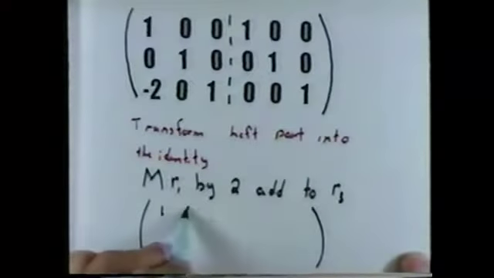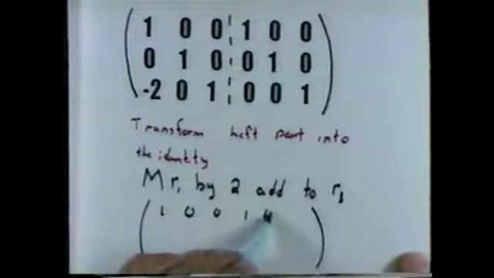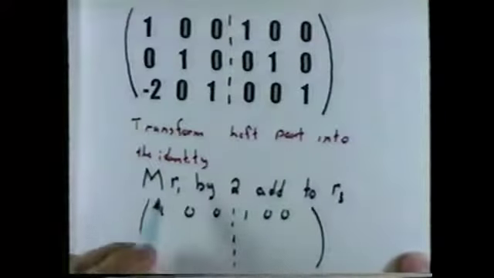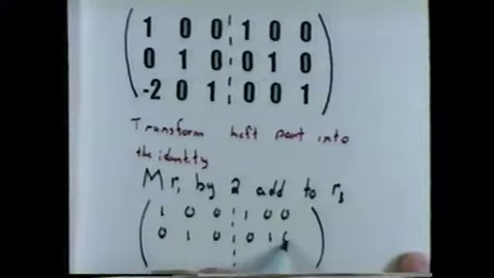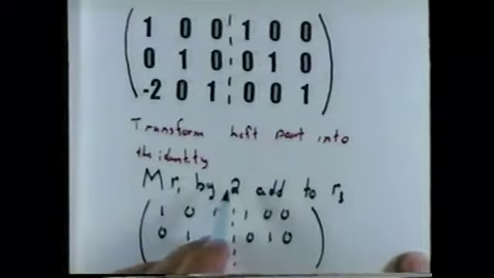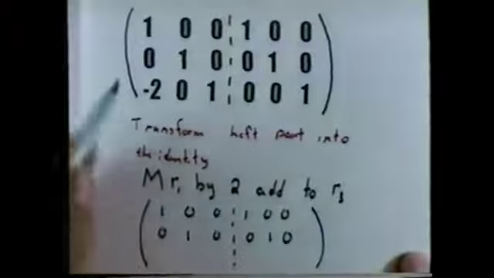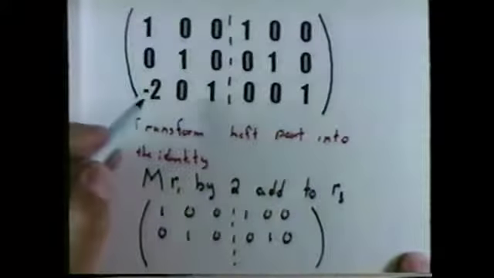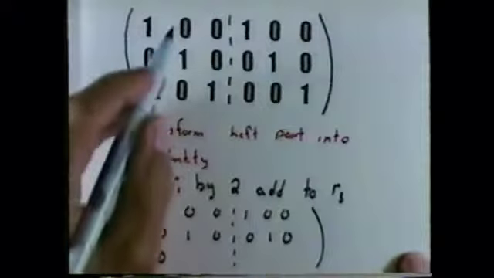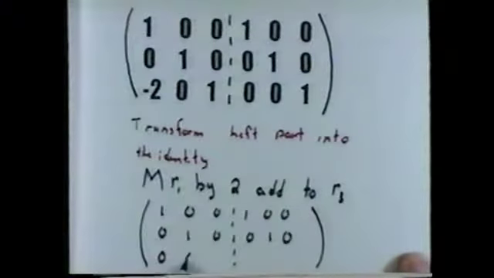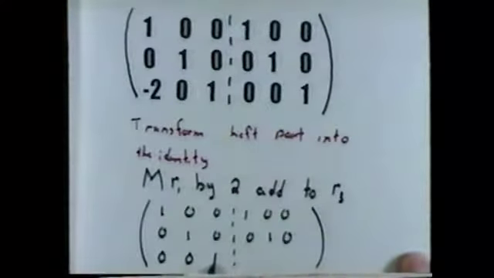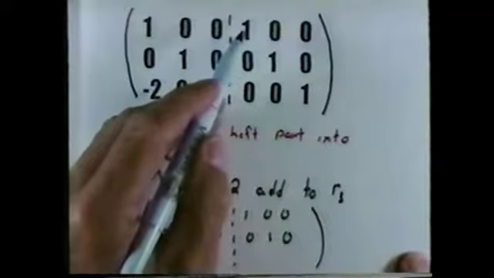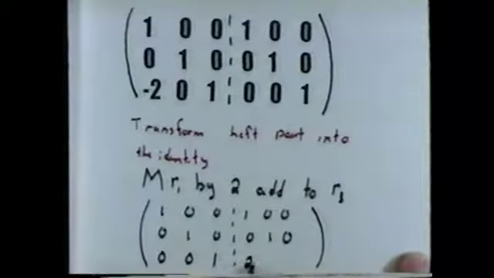So leave row 1 the same. Leave row 2 the same. But multiply row 1 by 2 and add to row 3 to get the third row. 2 times 1 is 2, plus negative 2 is 0. 2 times 0 is 0. 0 plus 0 is 0. 2 times 0 is 0. 0 plus 1 is 1. 2 times 1 is 2. 2 plus 0 is 2.